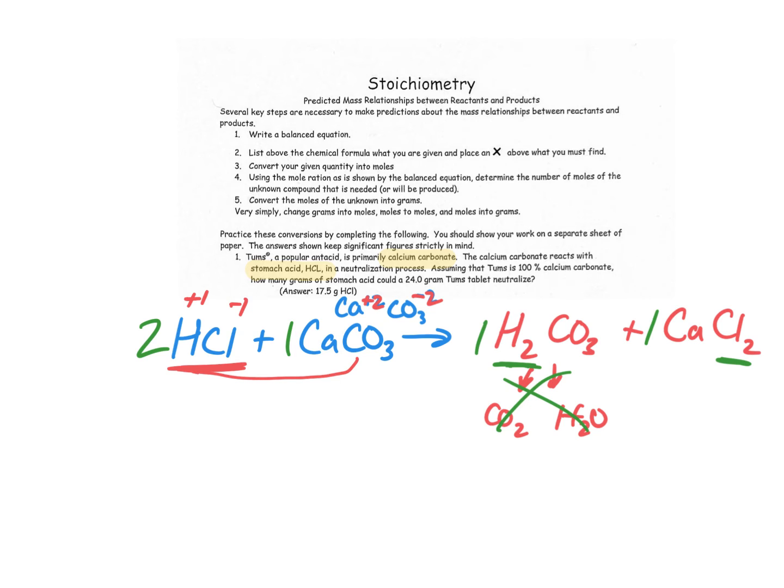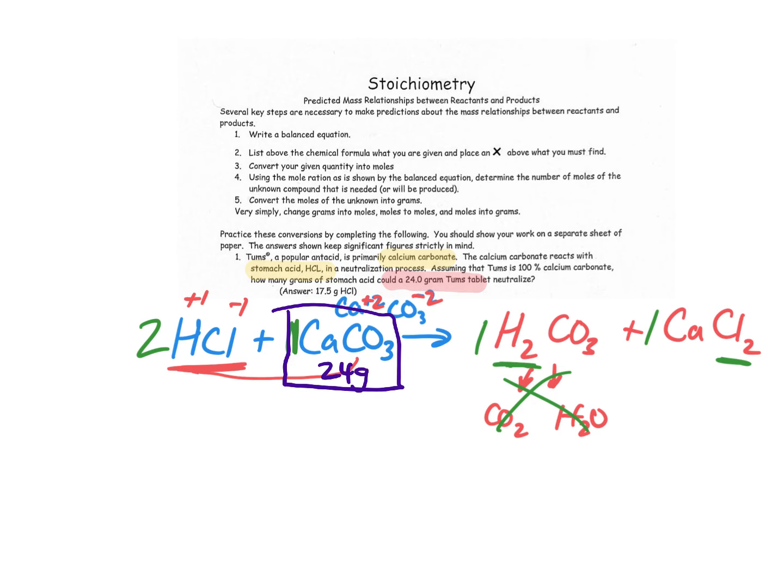So what I'm going to do next is the stoichiometry part, which deals with the number that's listed here in the problem. It says, how many grams of stomach acid could 24 grams neutralize? What I always like to do, out of habit, is write that number directly in the equation. So that 24 grams is the Tums tablet, the calcium carbonate. So I'm just going to put 24 grams underneath that CaCO3, okay?